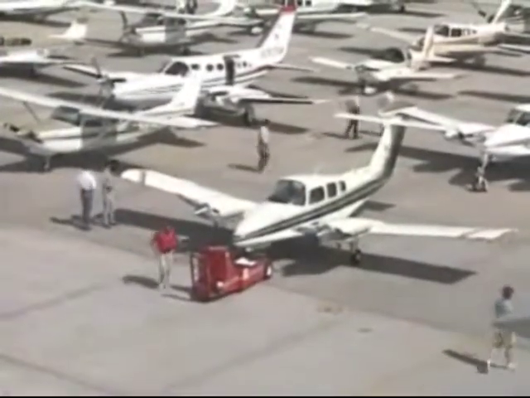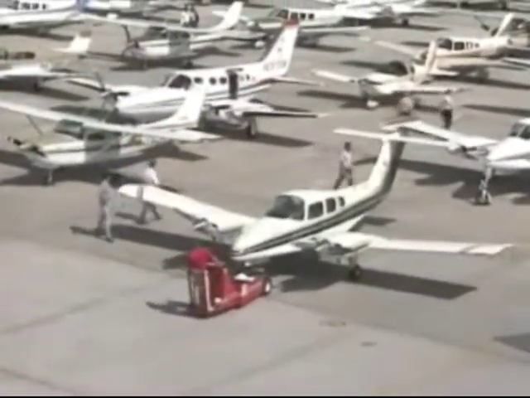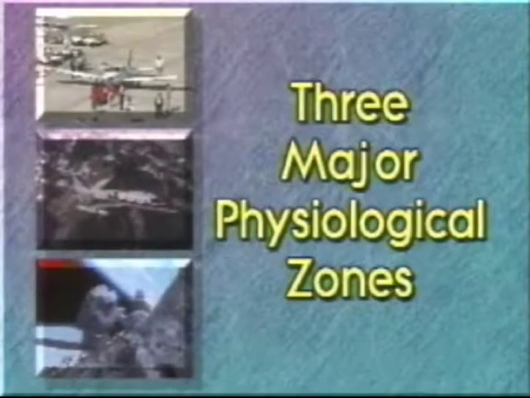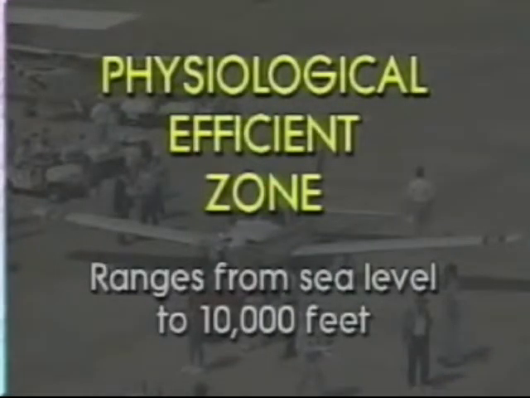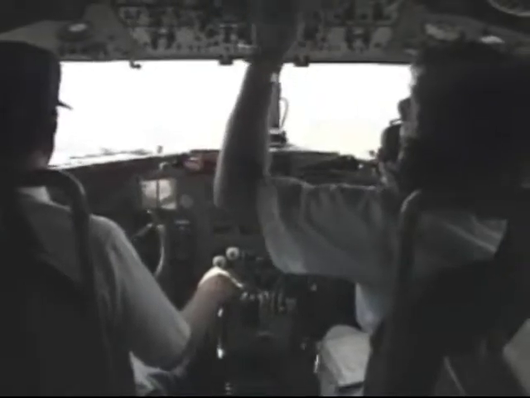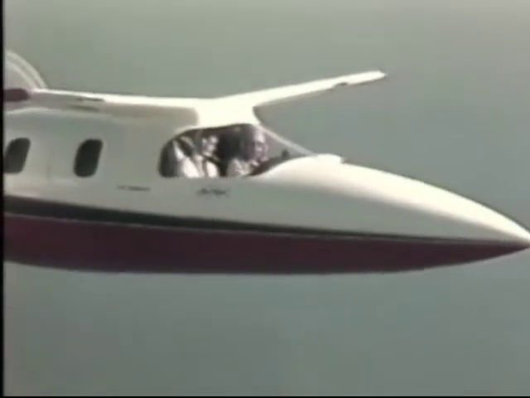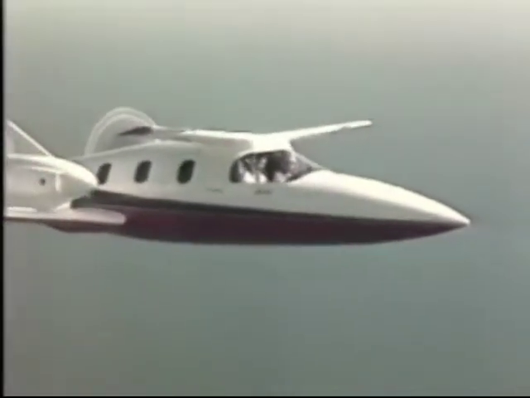Another way to classify divisions of the atmosphere is from the point of view of the physiological effects on the human body. There are three major physiological zones. The physiological efficient zone ranges from sea level to 10,000 feet. Generally, the body is adapted to operate in this region, but because we have the ability in an aircraft to ascend and descend rapidly, and this is the area of the atmosphere where the greatest amount of pressure change occurs, trapped gas problems, for example ears, sinus, and GI tract, can occur. In addition, shortness of breath, dizziness, headaches, and fatigue will occur if a person is exposed too long in the upper region of this zone.